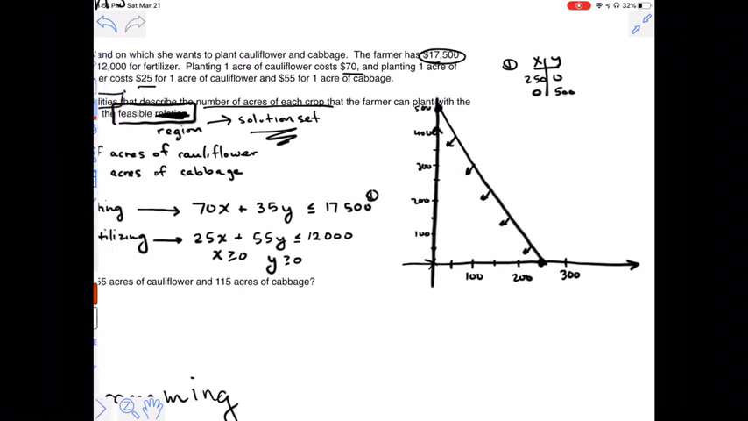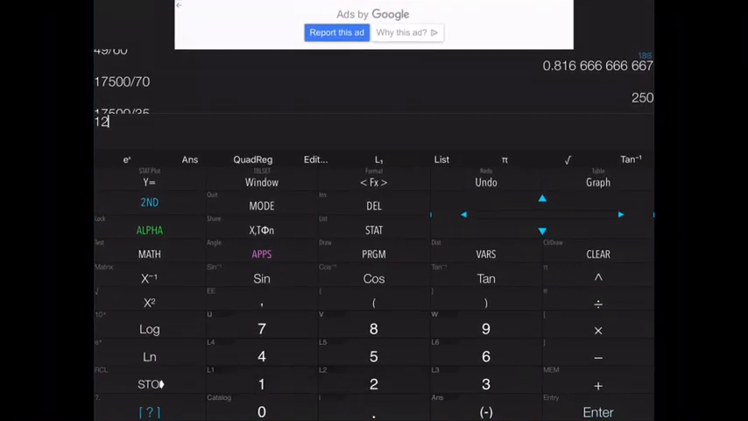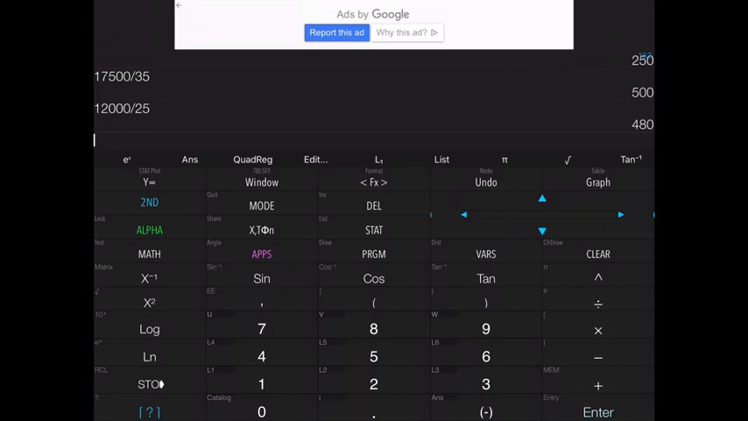Okay, so for the second inequality, if I want to find the x-intercept, I let y equal 0. If y equals 0, then I have 25x equals 12,000. So 12,000 divided by 25 is 480.